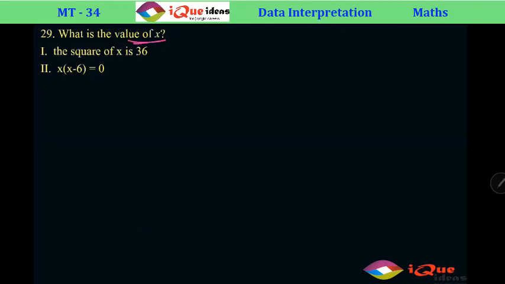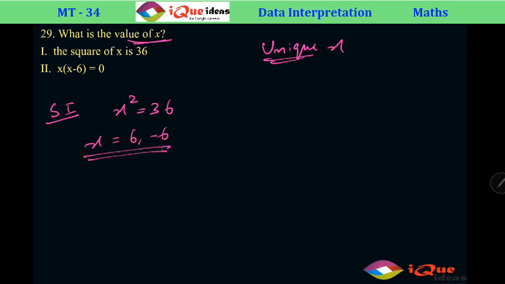Now this 29th question is a very interesting one. It says, what is the value of x? So we need to get a unique value of x, right? Now the first statement says x square is 36. Now this is the trouble, because if x square is 36, x can be either 6 or minus 6. So the first statement is not sufficient because it does not give us a unique answer.